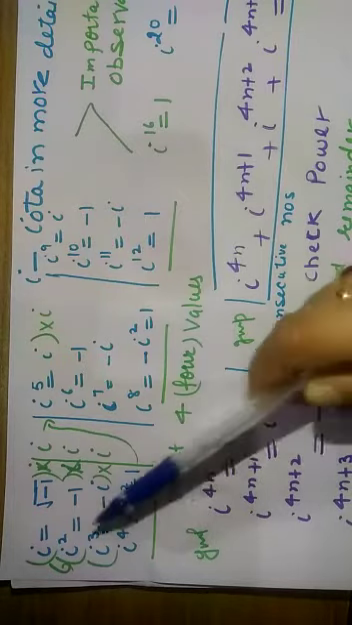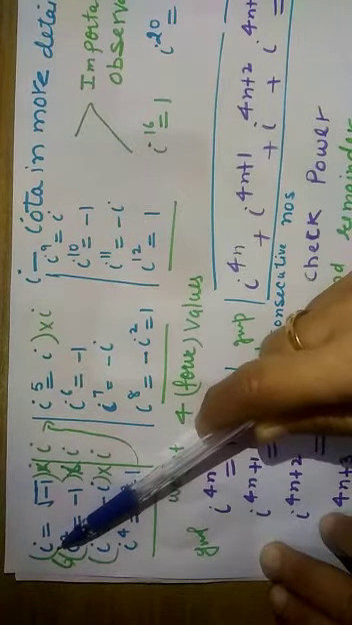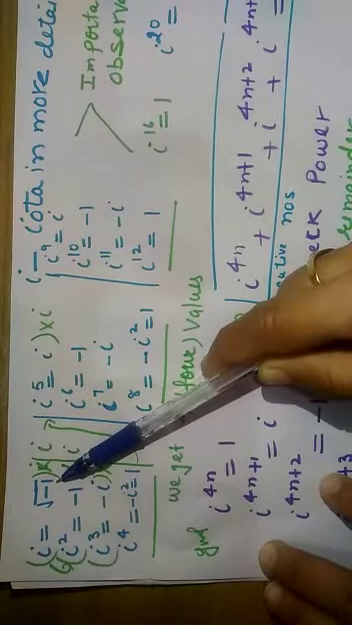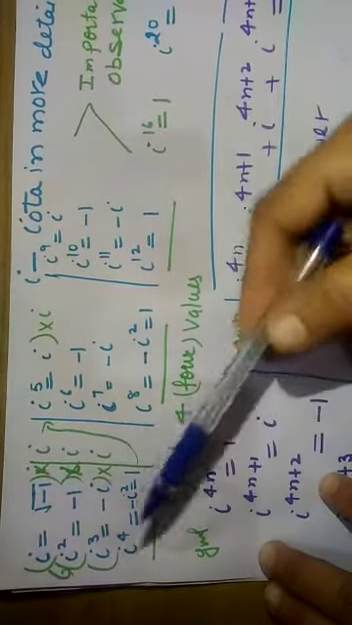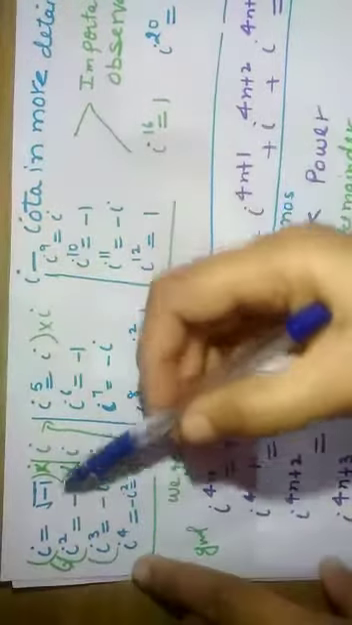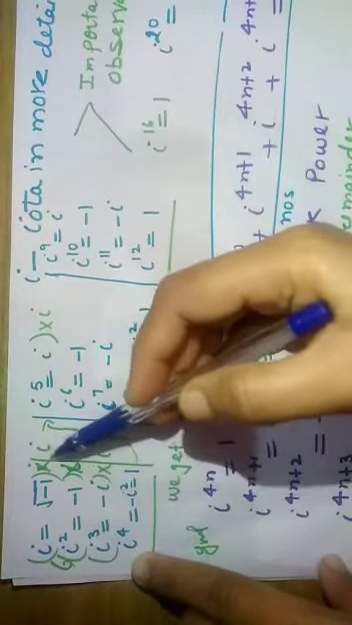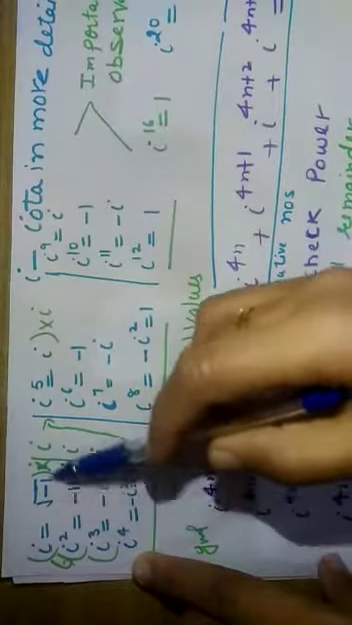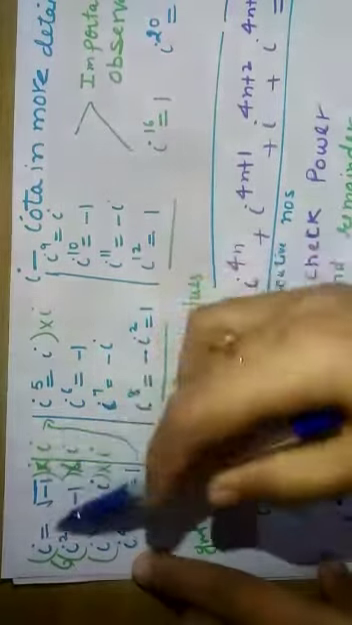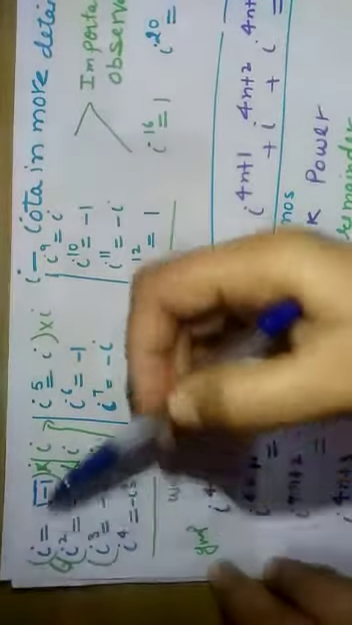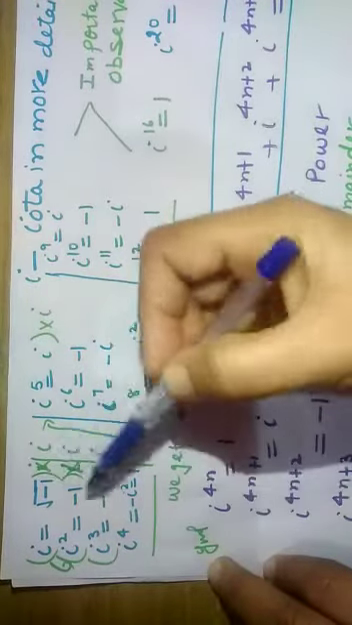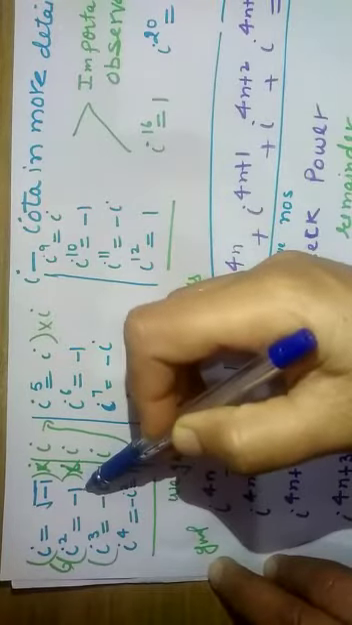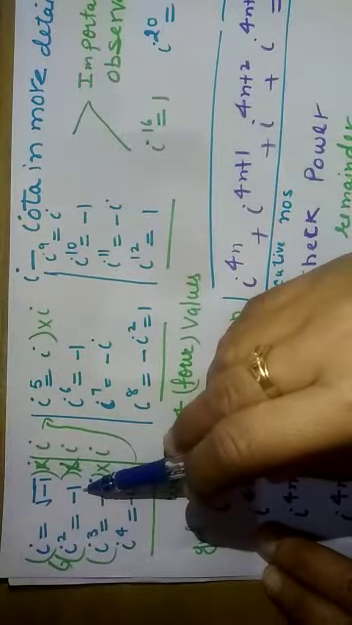So let's start. First I have written iota is equal to under root minus 1. As we know, this is the value introduced by Euler. If I multiply by iota again, I will get the next power of iota. As you can see, iota is equal to under root minus 1. If I multiply on both sides, iota will become iota square, and iota into iota is equal to minus 1. So iota square has the value minus 1.